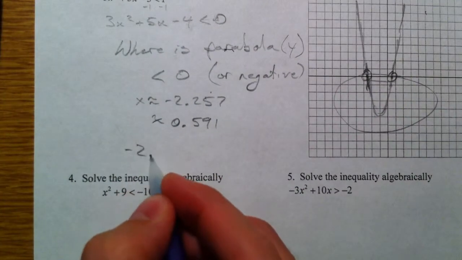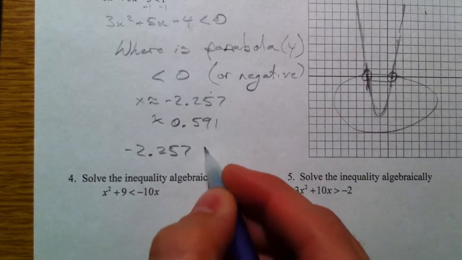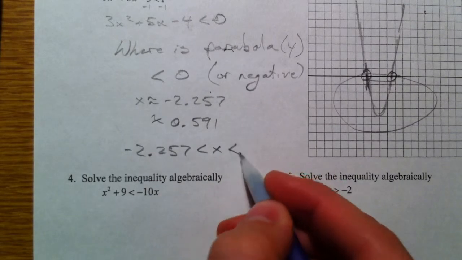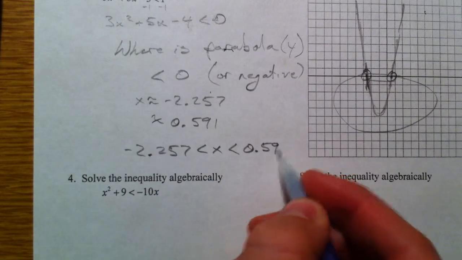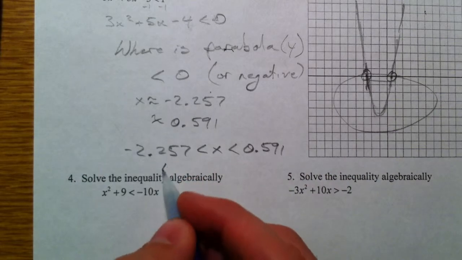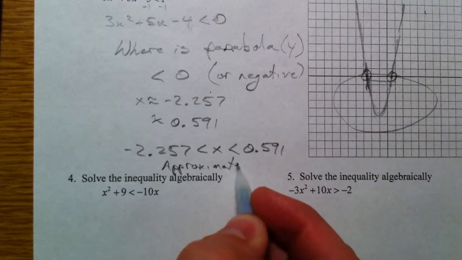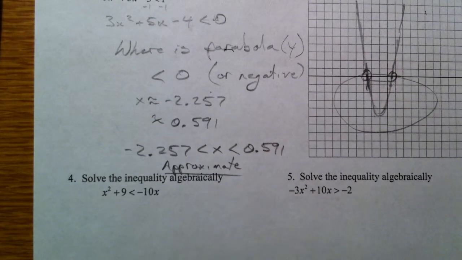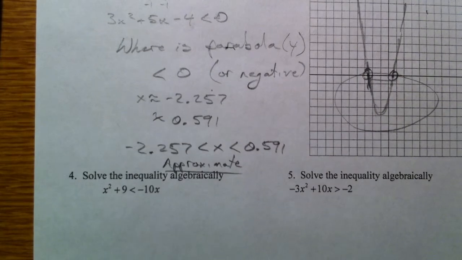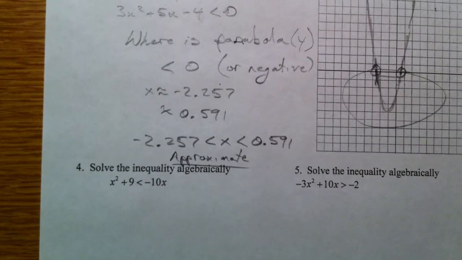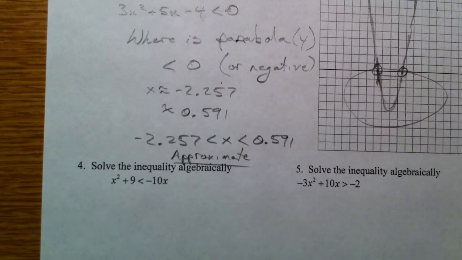And so negative 2.257 is less than x, which is less than 0.591. Now realize this is an approximate value because we haven't actually solved it algebraically, meaning using quadratic formula, things like that. That's what we're going to do next.